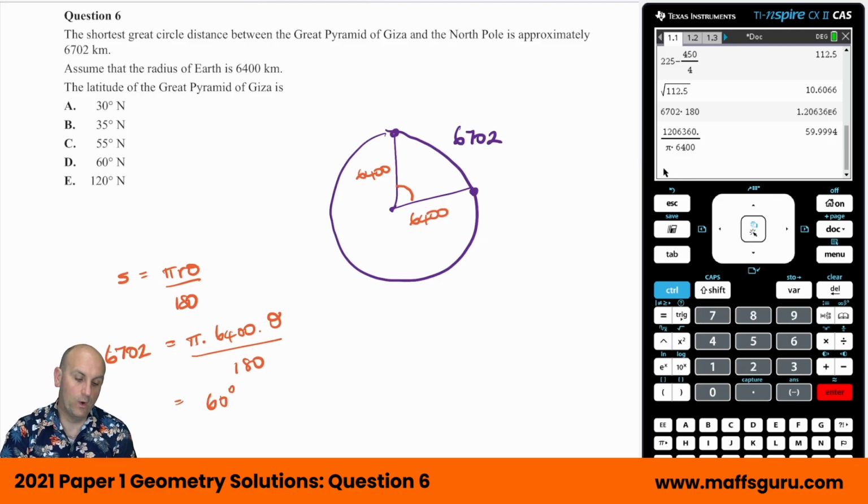Now, it wants the latitude. And if you remember, the latitude is taken with respect to the equator. So if we know that this angle here is 60 degrees, it means that that angle there must be 30 degrees. And so because it's above, that's going to be 30 degrees north. And I would say that A would be my correct answer.